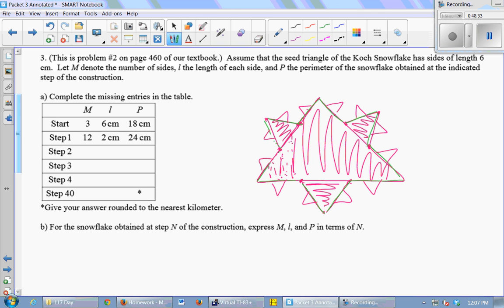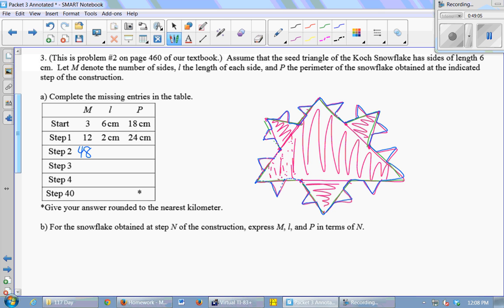Okay, so now I need to count how many sides I have. So just go around and count them. 1, 2, 3, 4, 5, 6, 7, 8, 9, 10, 11, 12, 13, 14, 15, 16, 17, 18, 19, 20, 21, 22, 23, 24, 25, 26, ... 48. So now I have 48 sides to my snowflake.